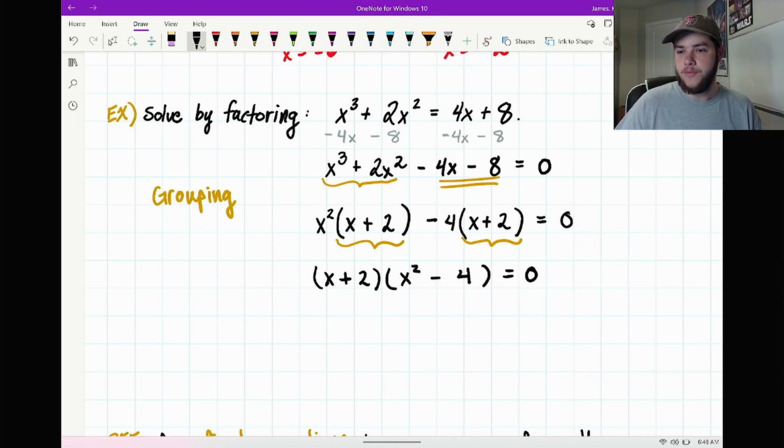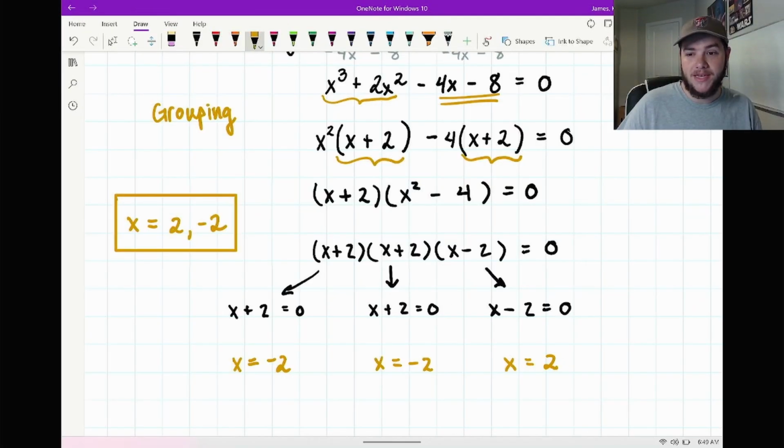Now this looks a little bit simpler, but I'm still not done fully factoring because I have a difference of squares here. See if you can pause the video here and finish this problem off for me. That factors into x plus 2 and x minus 2. But now I've got two copies of x plus 2 that are both going to produce the same solution for me, x equals -2. The factor x minus 2 is going to give me the solution x equals +2.